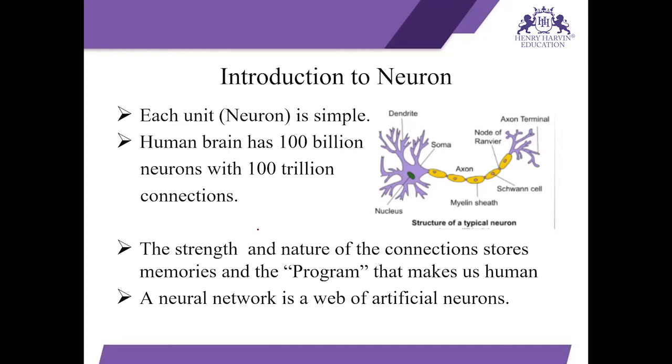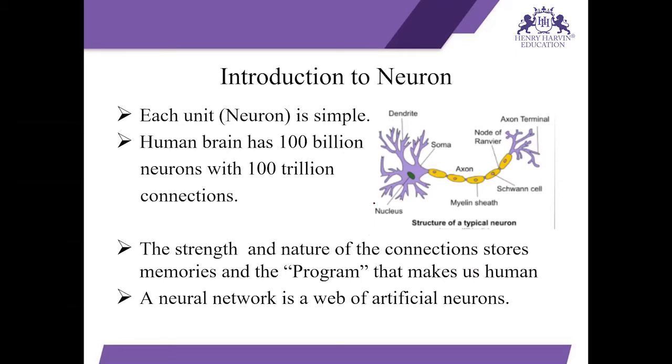So let us try to understand why we are studying about neuron over here. I said that we are going to study about neural networks, right? Before that, we should try to understand the biological neuron. Here, the nervous system is made up of neurons. Each neuron is simple, and the human brain has 100 billion neurons with 100 trillion connections. The strength and nature of the connections store memories and the program that makes us human. So a neural network is a web of artificial neurons.